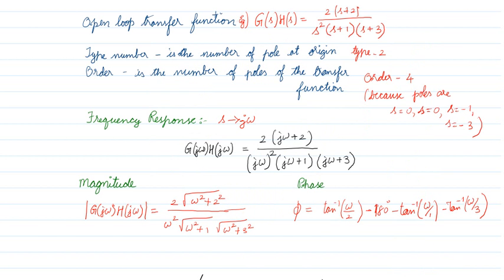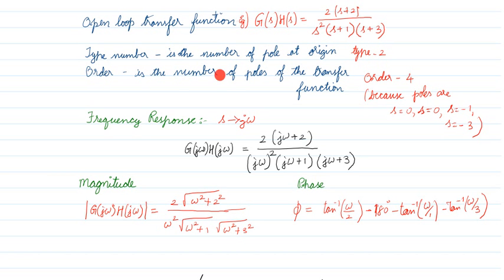Now we will refresh again. What is a frequency response? We are taking a transfer function, 2 into s plus 2 divided by s square into s plus 1 into s plus 3. Here the important thing is we will be seeing something called type number, type and order, right? What is type? Type is nothing but the number of poles at the origin. If you can see here, how many poles at the origin? S square. So 2 poles at the origin. S is equal to 0, S is equal to 0. So type is 2. What is an order?